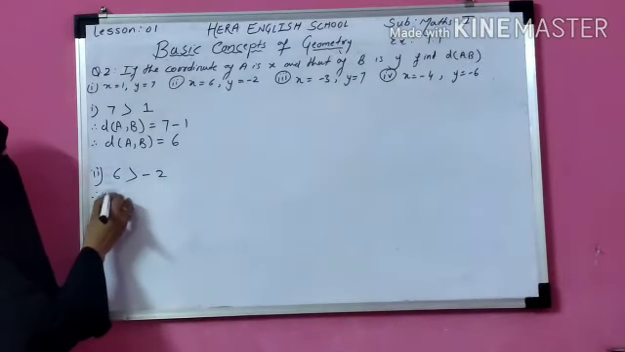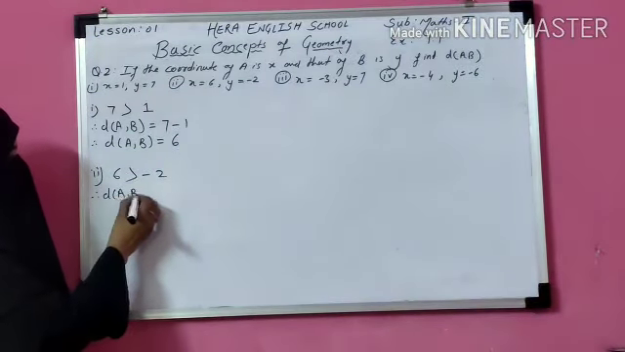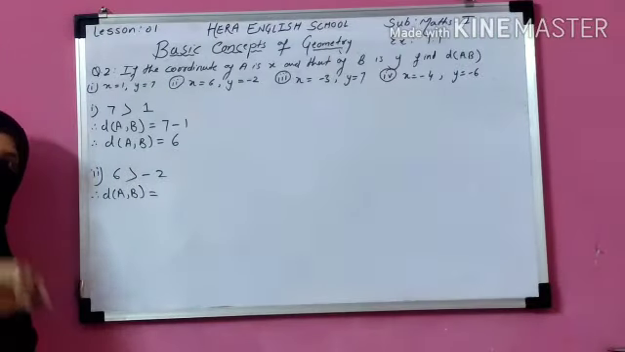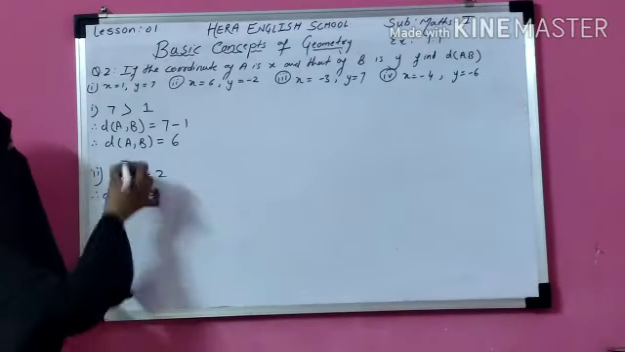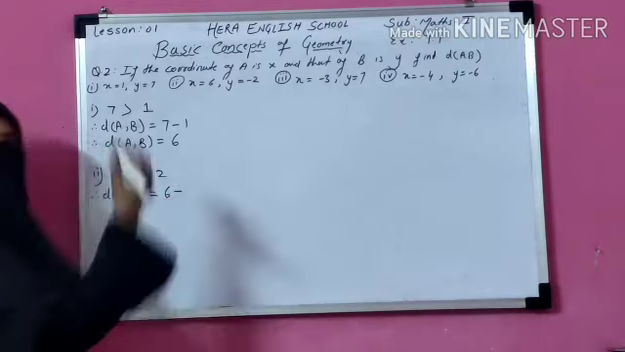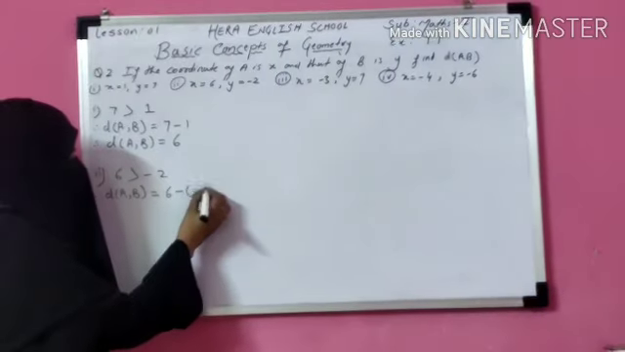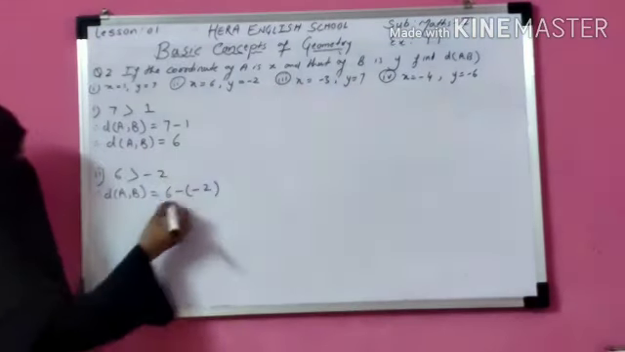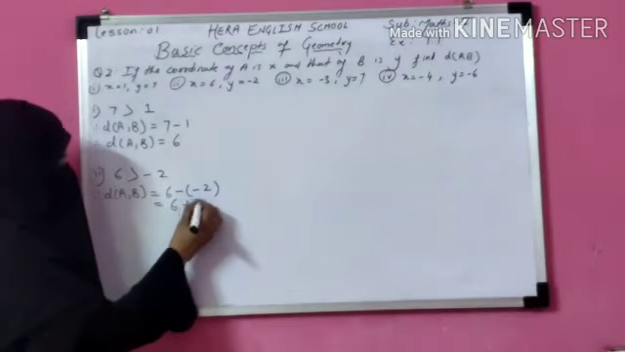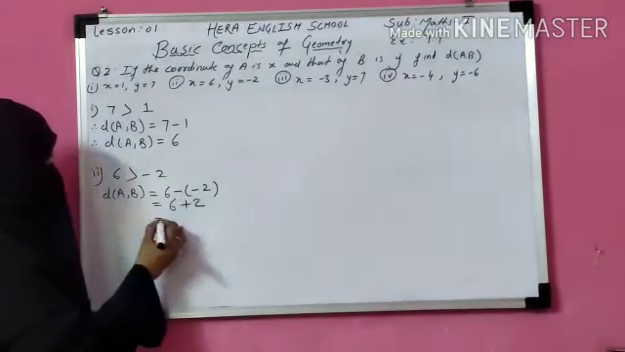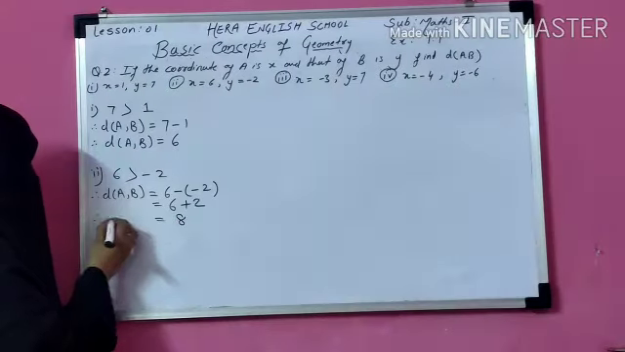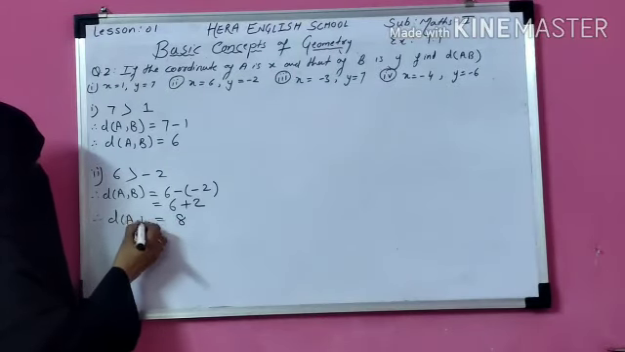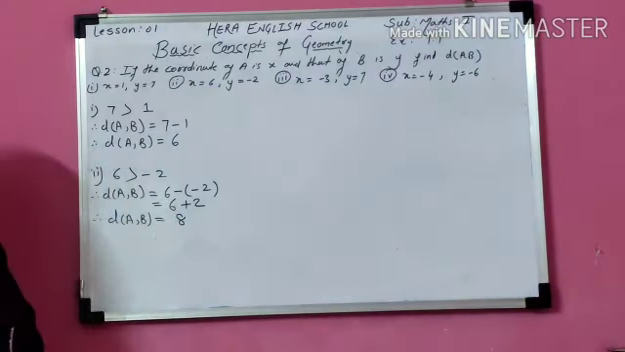So therefore the distance between point A and B is equal to greater coordinate minus smaller coordinate. So the greater coordinate here, 6, minus the smaller coordinate, -2. Minus minus becomes plus. So it becomes 6 plus 2, which is 8. So therefore the distance between point A and B is 8 units.